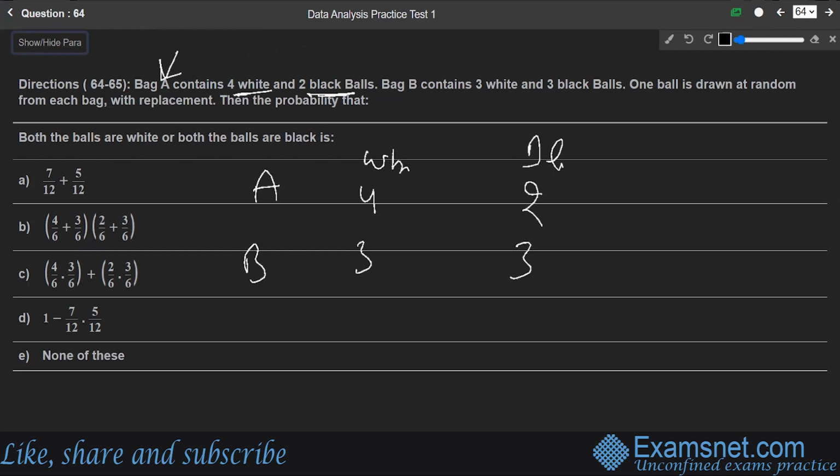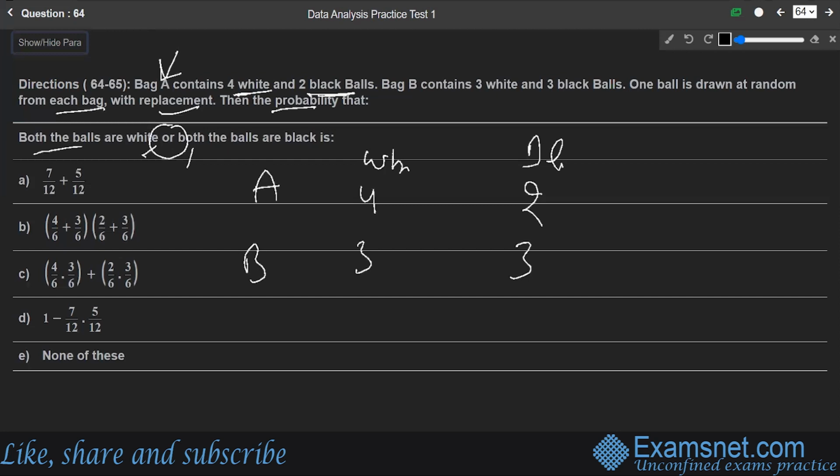One ball is drawn at random from each bag with replacement. Then the probability that both the balls are white or both the balls are black. Whenever there is the word or involved, we need to add. So he's saying both the balls are white or both the balls are black. So what if both the balls are white? There are 4 white balls in the first bag and 3 in the second bag. If both the balls have to become white, then a white ball is to be picked from both the bags. So both the balls are white.